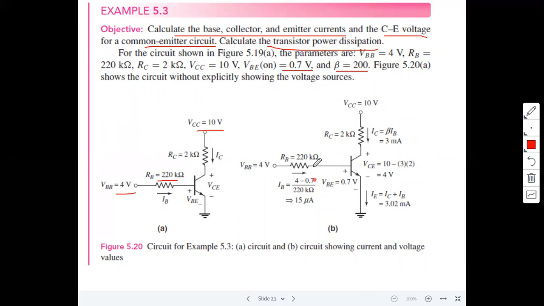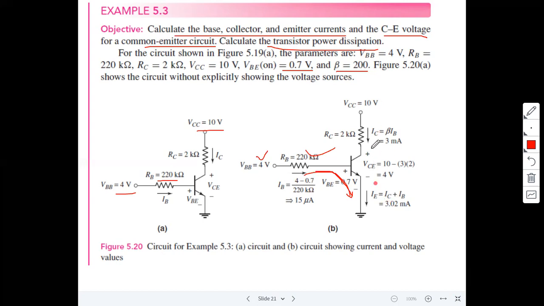First of all, calculate the base to emitter voltage. Here VBE is already given, VBE is equal to 0.7. So simply apply KVL to this loop. What is IB? IB is equal to the difference VBB minus VBE by RB, that is equal to 15 microamperes. The base current is equal to 15 microamperes.